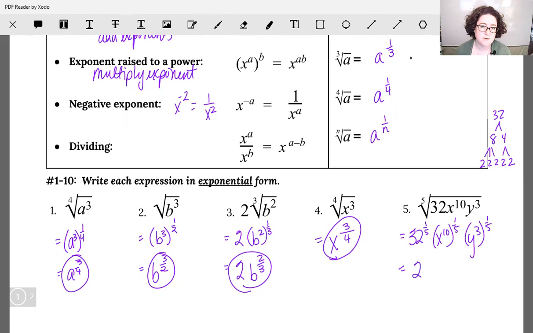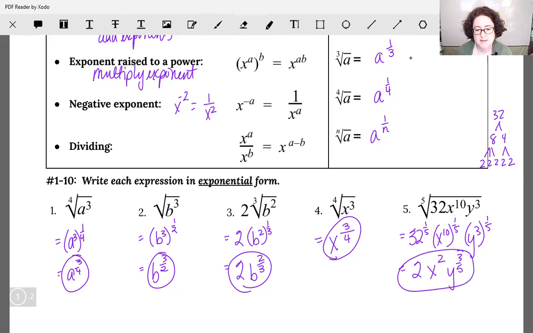Okay, x to the 10 raised to the 1/5. If I multiply those exponents, what's 10 times 1/5? Well, it's really just 10 divided by 5, aka 2. And then y cubed raised to the 1/5. I don't have any fancy simplifying I can do, but I can multiply 3 times 1/5, which would give me y to the 3/5. And that would be my final answer.